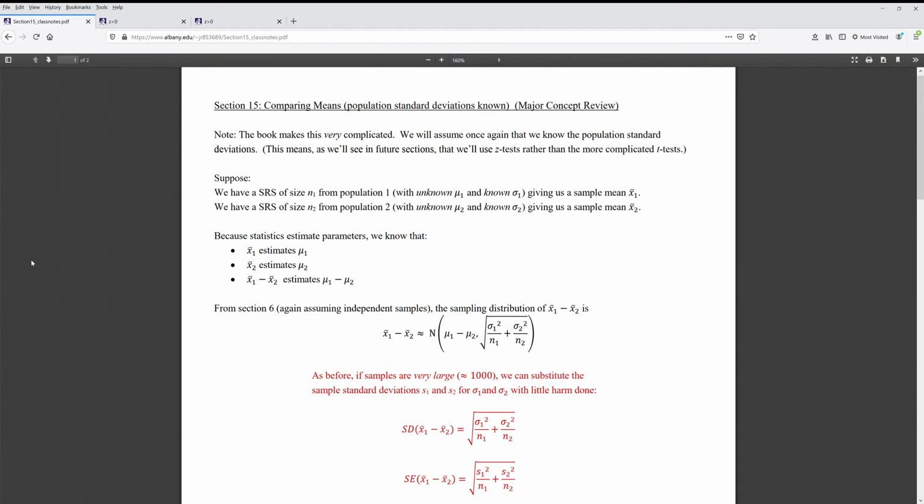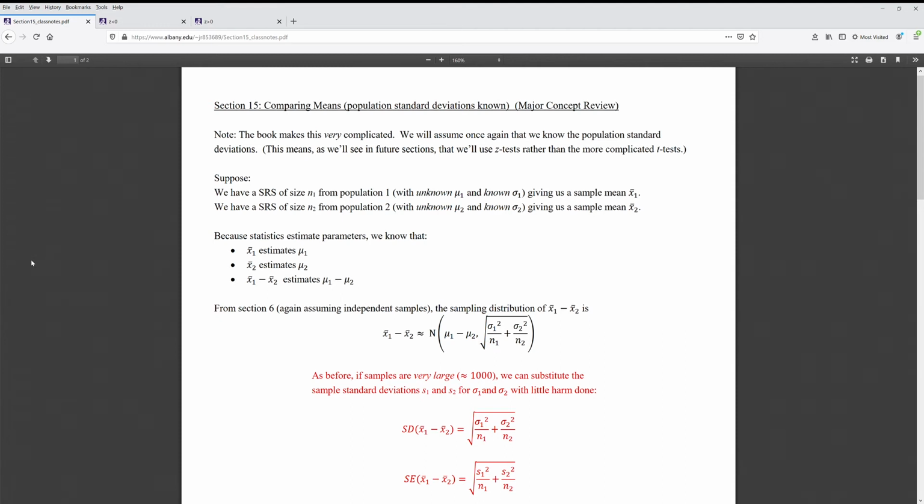Section 15, comparing means. This is a little simpler in practice than Section 14, comparing proportions. In theory, it can be very complicated, but we'll stick to what we've been doing in Sections 12 and 13 when we talk about means, which is we'll assume that the population standard deviations are known. Otherwise, it could be very confusing, and we'll talk about it at the end of the course if we have time.